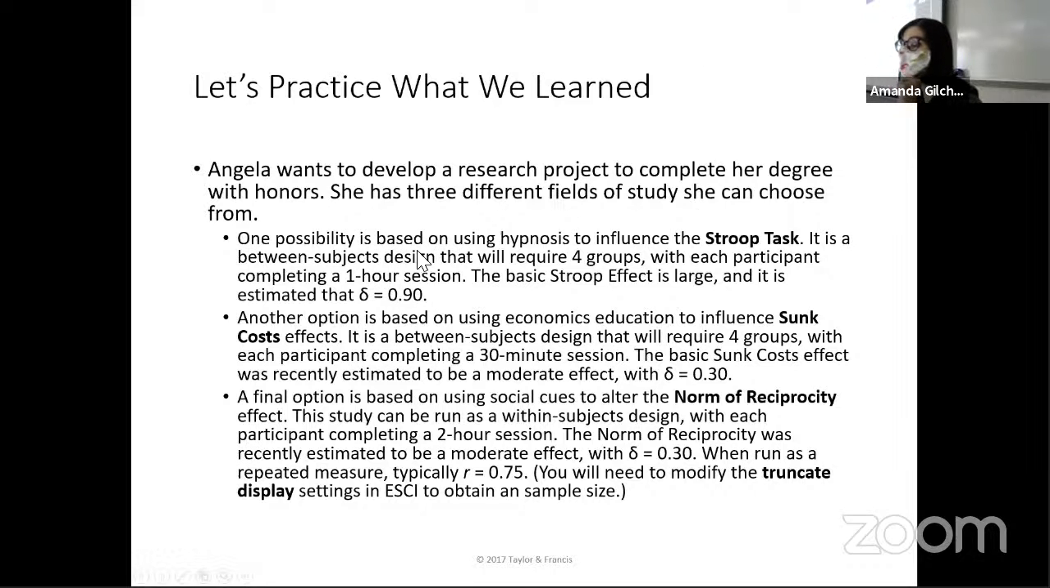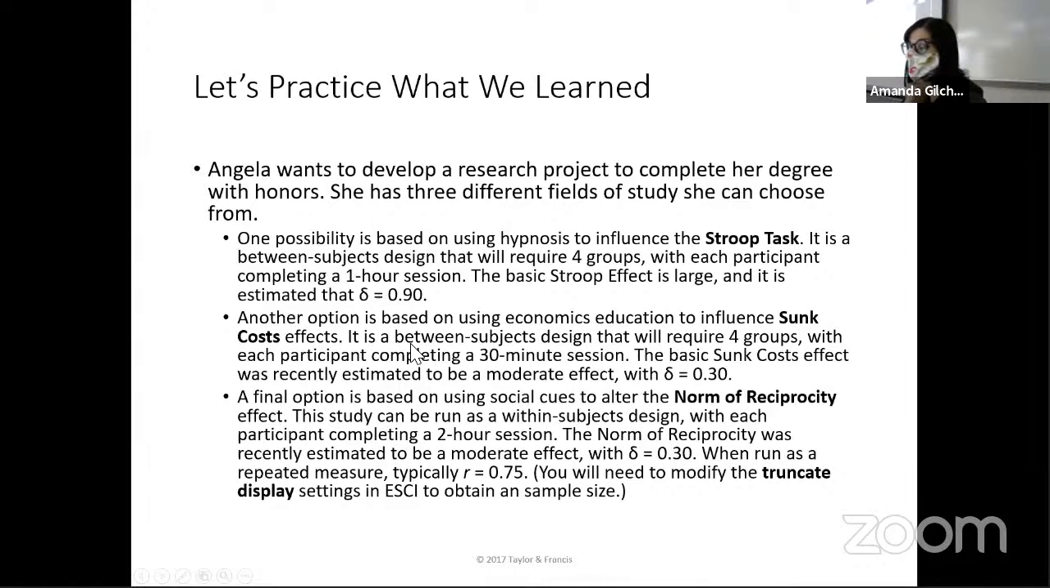One possibility is based on using hypnosis to influence the Stroop task. It is a between subjects design that will require 4 groups with each participant completing a 1-hour session. The basic Stroop effect is large, and it's estimated that the population D prime is 0.9.